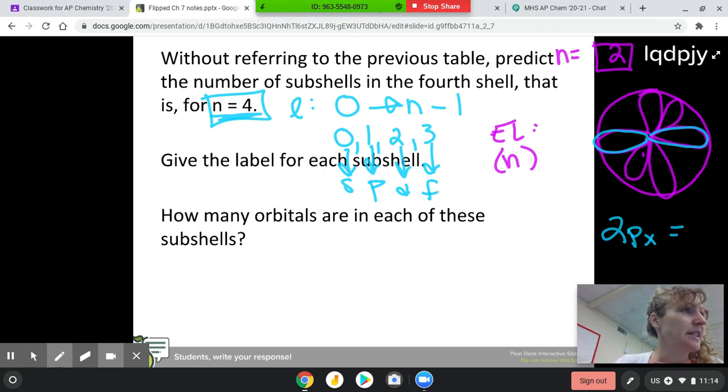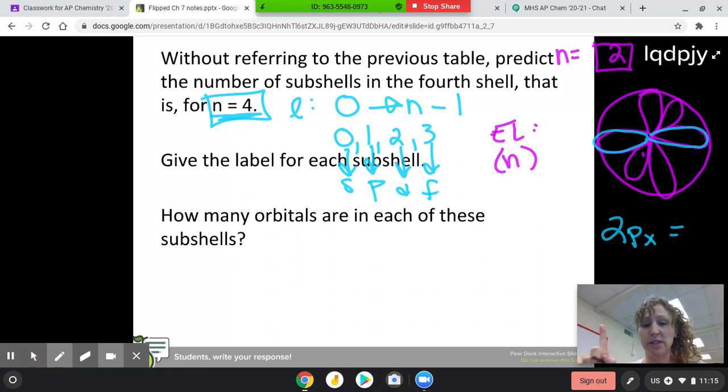Oh, one more. Can I assume each 2px, 2py, 2pz holds the same amount of electrons as 2s? Yeah, because they're all one orbital. 2s is an orbital, 2px is one orbital. So 2s would hold 2 electrons. 2px would also hold 2 electrons. Exactly. If you're talking about one specific orbital, they're always and forever just holding 2 electrons.